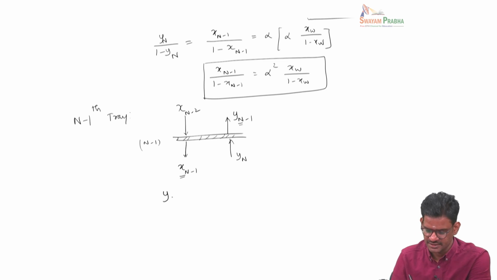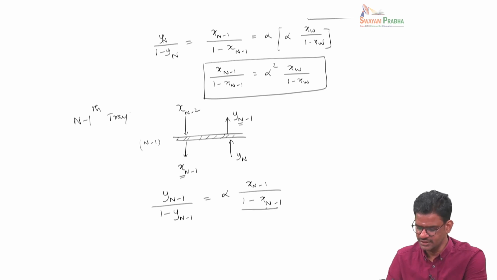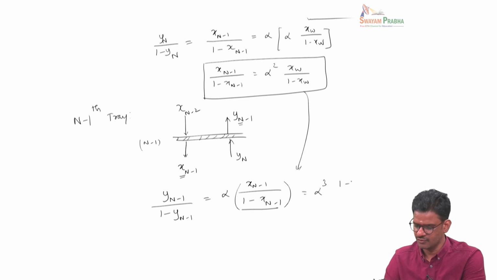So we can say that yn minus 1 by 1 minus yn minus 1 should be equal to alpha times xn minus 1 by 1 minus xn minus 1. And we know this value from here. So if I substitute, you will get alpha cube times xw by 1 minus xw.